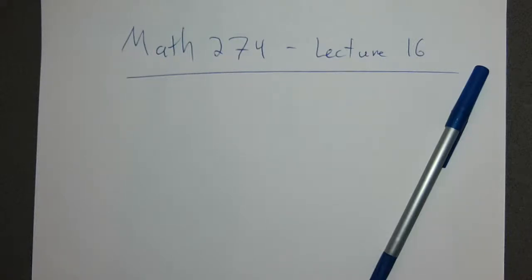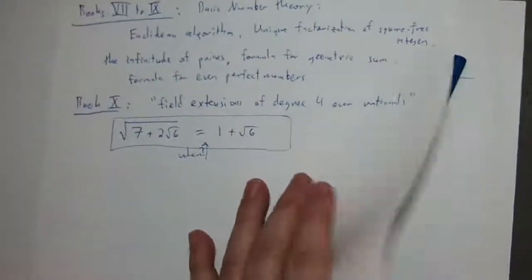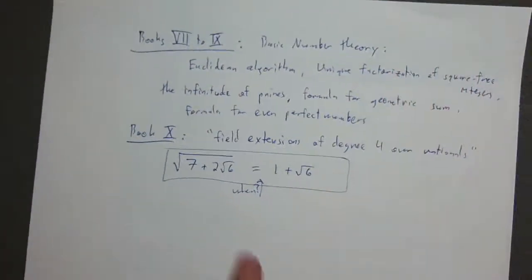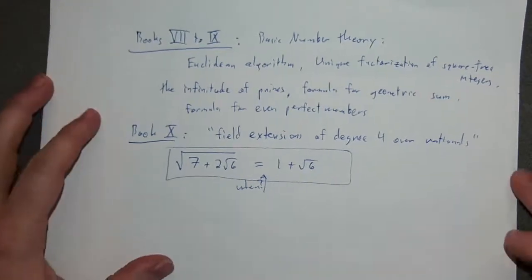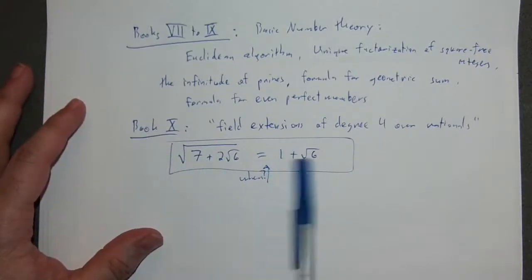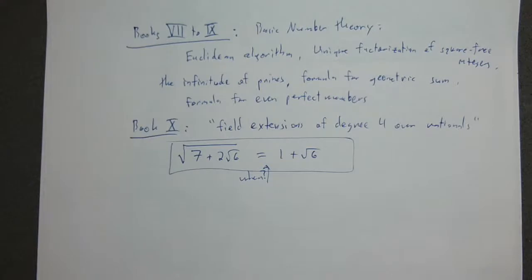So anyway, at the end of lecture last time, I'd basically been going over the rest of the elements, what things were covered. So the last thing I mentioned was Book 10. Book 10 dealt with these things that in modern parlance would be called field extensions of degree 4 over the rationals. And among other things, it asks questions of when something like this only has one layer of square roots. Okay, and there's a reason for this.